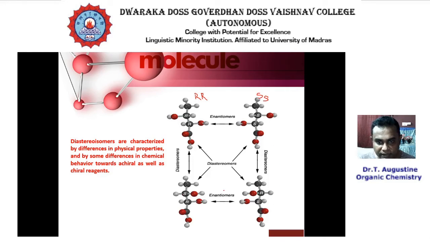And this is S and this is R, this is R and this is S. This is completely opposite configuration, therefore they constitute a pair of enantiomers. In this case this is R and this is S, whereas this is R and this is also R, therefore they constitute a pair of diastereomers.